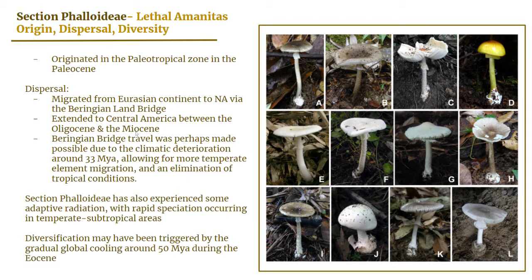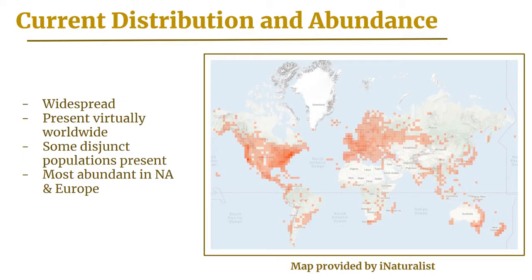Section Phalloideae has also been experiencing some adaptive radiation, with rapid speciation occurring in temperate and subtropical areas. Diversification may have been triggered by gradual global cooling around 50 million years ago during the Eocene. This is the current distribution of the entire genus Amanita. It's pretty widespread. You can see that it's mostly focused in North America, Mesoamerica, and Europe, and there are also quite a lot of disjunct populations around the world.